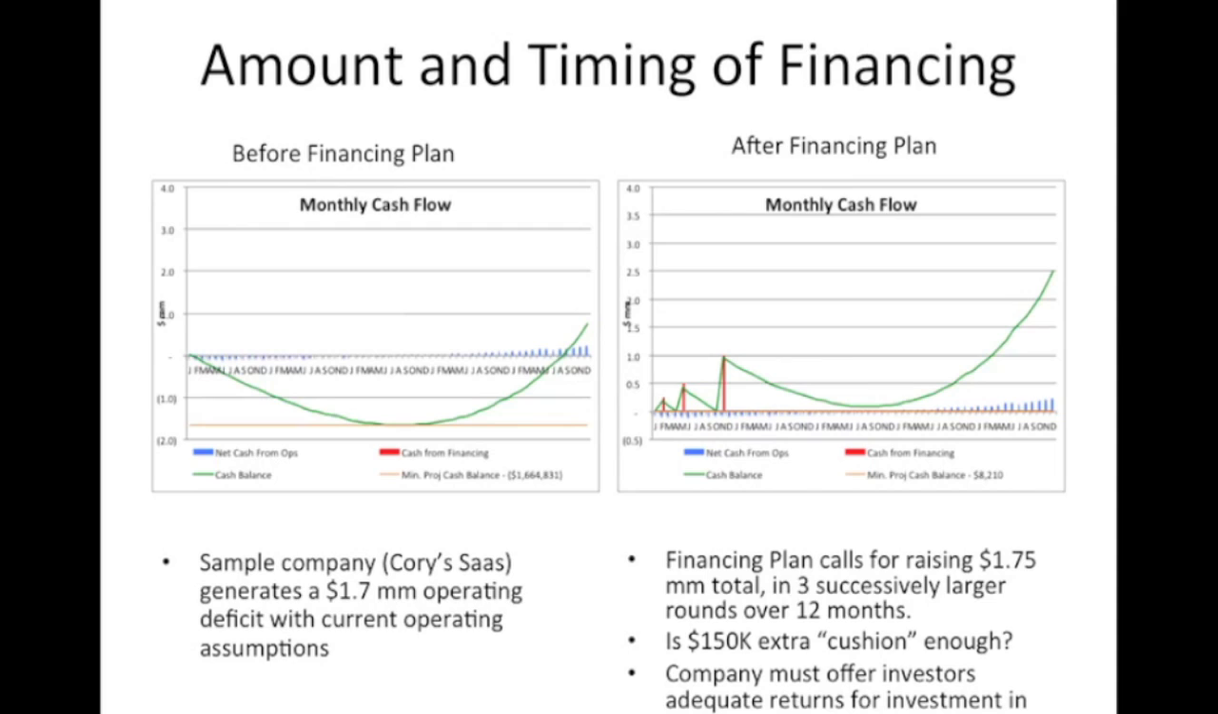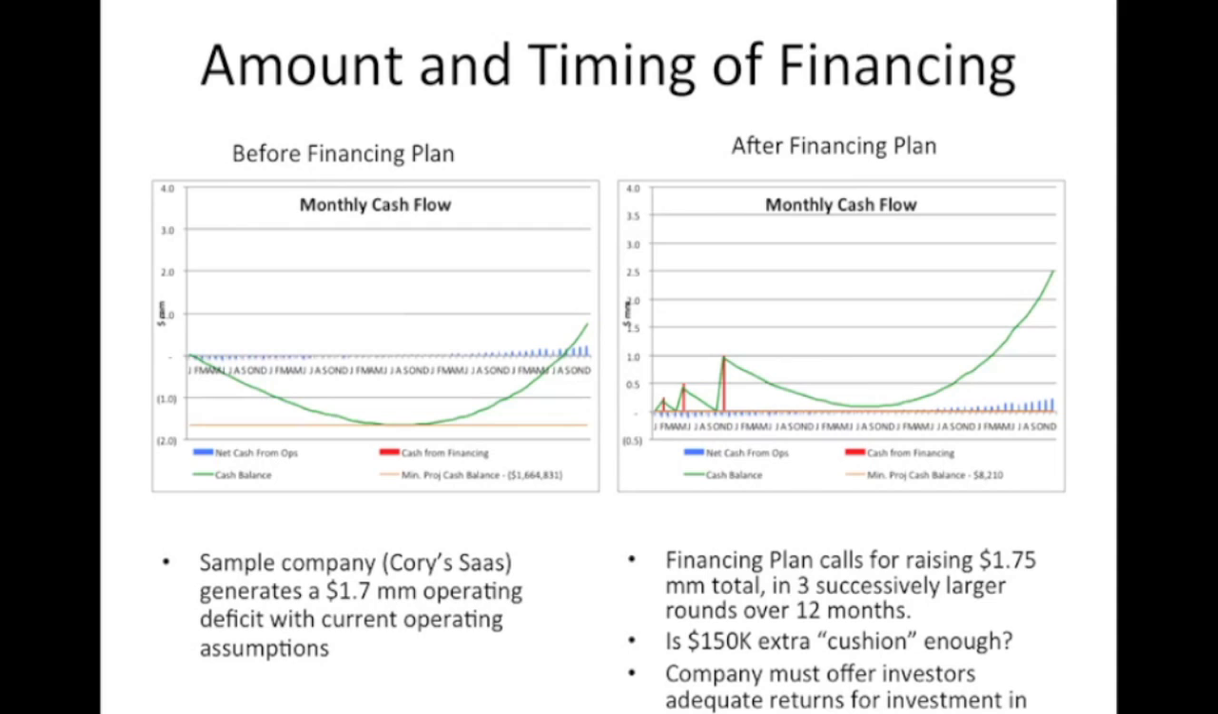In this case, Corey Sass raises 3 rounds of $250,000, $500,000, and $1 million for a total of $1.75 million in the first, third, and 10th month of its first year to provide the required financing. Note that the company raises $150,000 more than its minimum requirement. Because of the timing of cash flows, Corey Sass has a minimum cash cushion of only $8,000 at its time of greatest need, which is very tight.